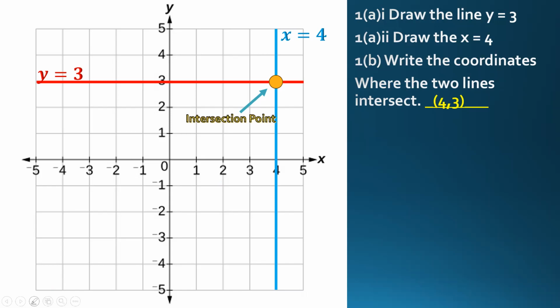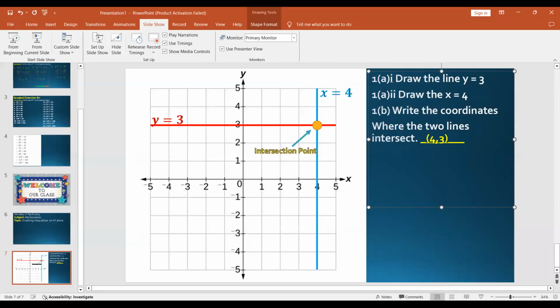Okay, so let's go ahead and finish this. So far we've already drawn the line y is equal to 3. We've already drawn the line x is equal to 4. And we've already written the coordinates where they intersect, which is 4, 3. So the next thing that we're going to do is shade the region of the graph where y is greater than 3. So let's do that. So we want to shade, and this is very important right here.